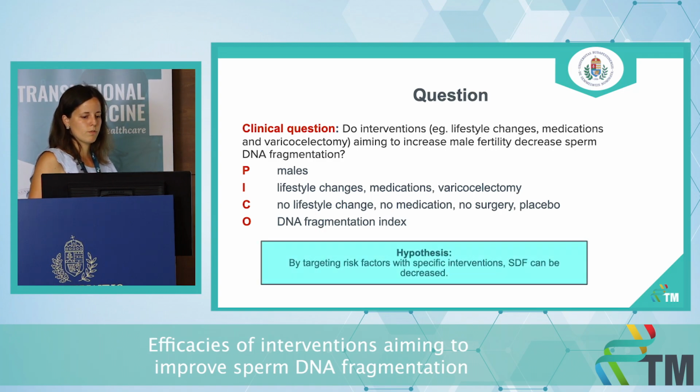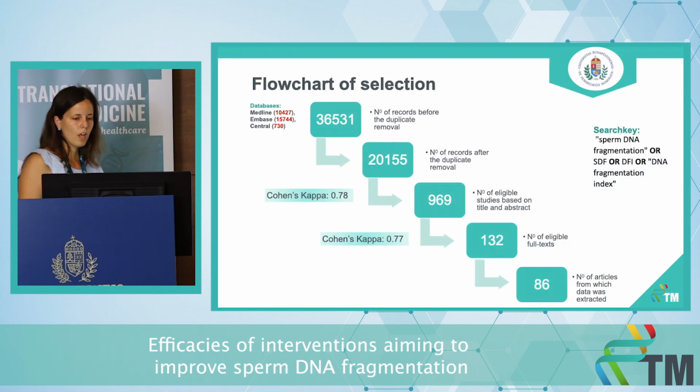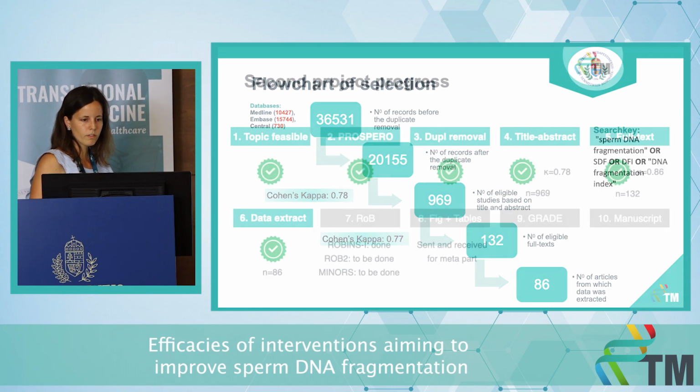And our hypothesis was that by targeting the different risk factors with specific interventions, sperm DNA fragmentation can be decreased. And thus we can increase the pregnancy and take-home baby rates. Here is the flowchart of our selection. We conducted the search again in the 3 medical databases. We had almost 37,000 articles to begin with, and we extracted data from over 80 articles.